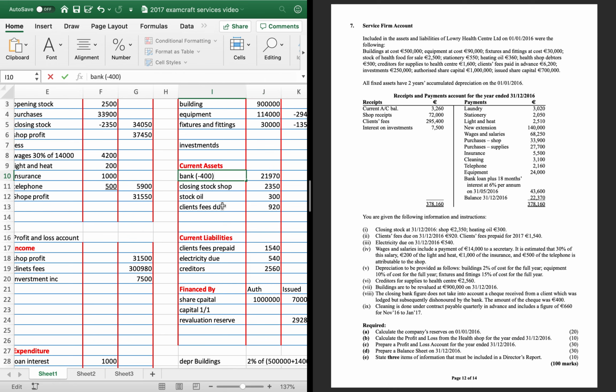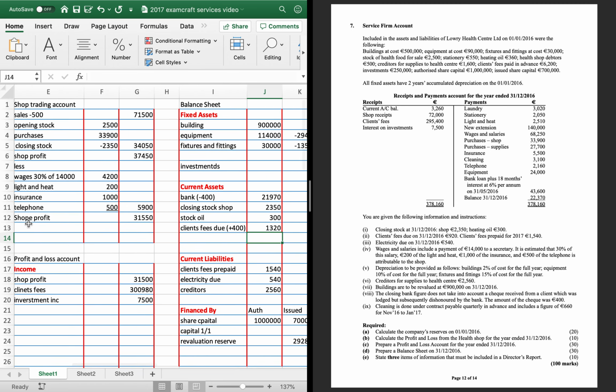But it also means that our client's fees due go up by 400. So overall, there's actually no impact to our current assets. One goes up by 400, one goes down by 400. And it doesn't actually affect our client's fees. You're going to get paid. It doesn't affect your client's fees as an income number.